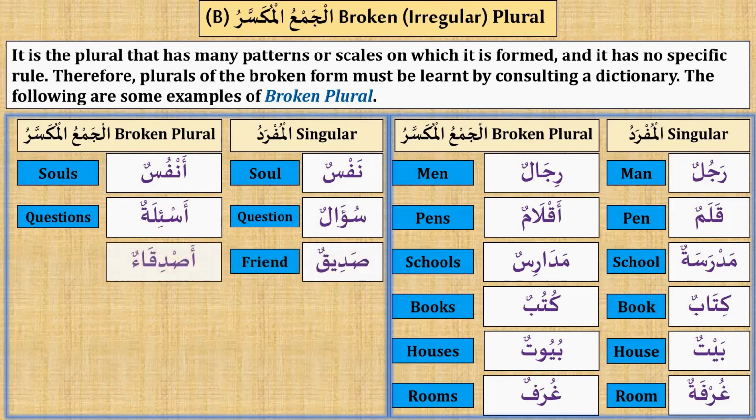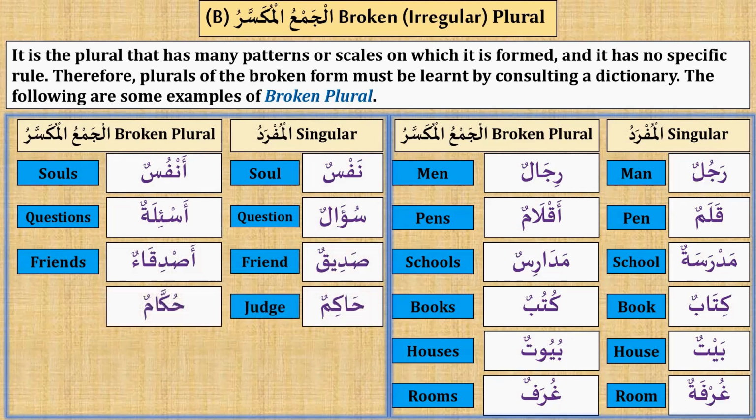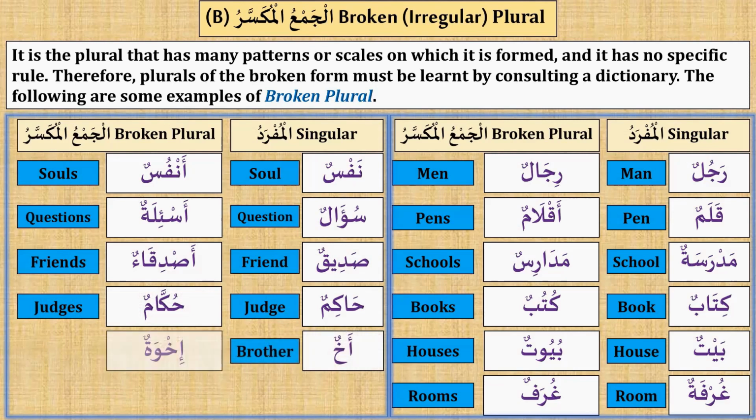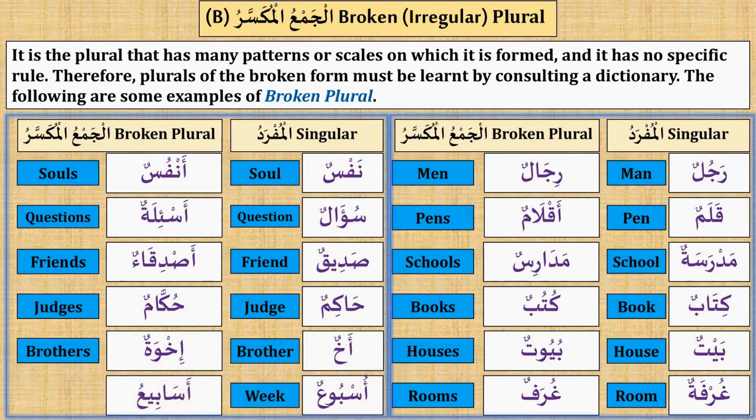صديق friend, أصدقاء friends. حاكم judge, حكام judges. أخ brother, إخوة brothers. أسبوع week, أسابيع weeks. As we see, there are many ways of plural in Arabic. There are more, but these are the most used forms of broken plural. We need to learn by consulting a dictionary.